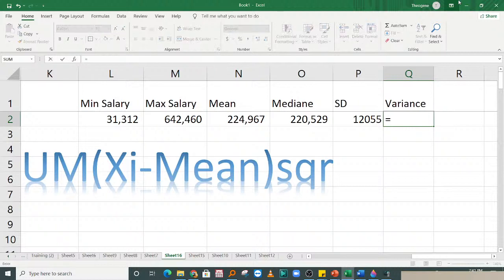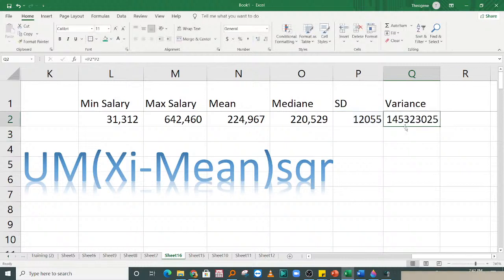So here the variance is this square, it is the standard deviation squared. Okay, so the variance is this one, this square, because the standard deviation is the square root of the variance, so the variance is the square of the standard deviation.